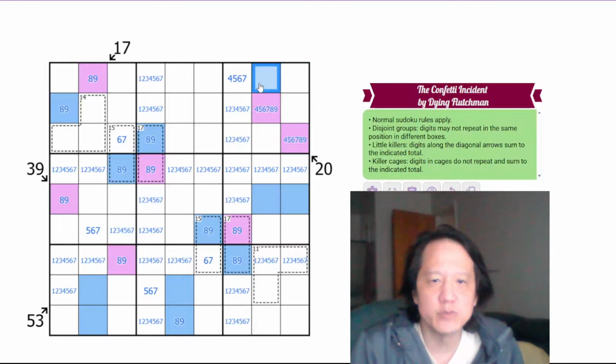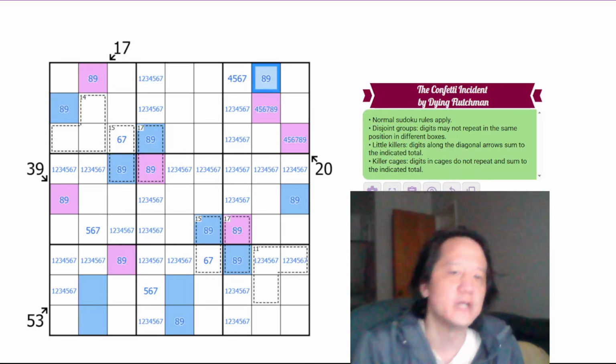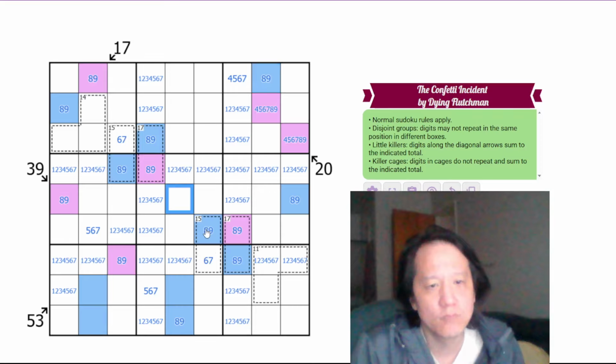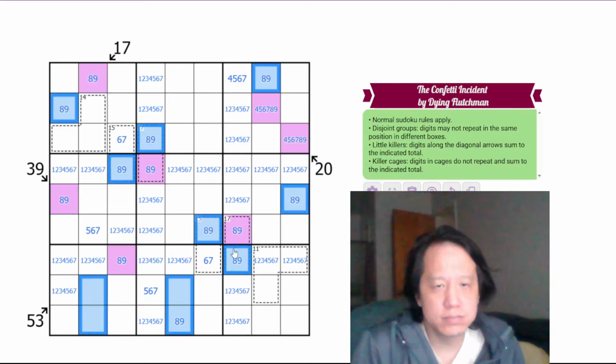So this must be blue 8 and 9 here, which means this can't be blue 8 and 9 here. So this is blue 8 and 9. And either of these could be blue 8 and 9 here. So we know this is definitely blue 8 and 9. This is definitely blue 8 and 9. That's interesting. These could be either one. We don't know.